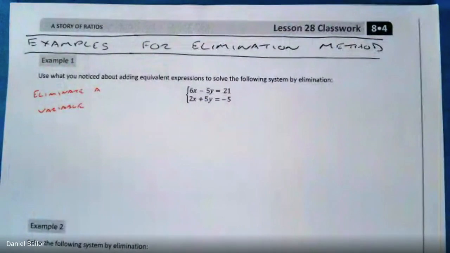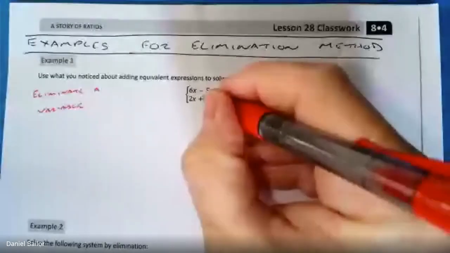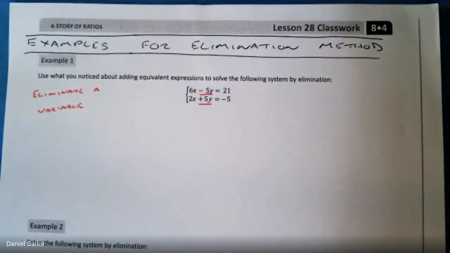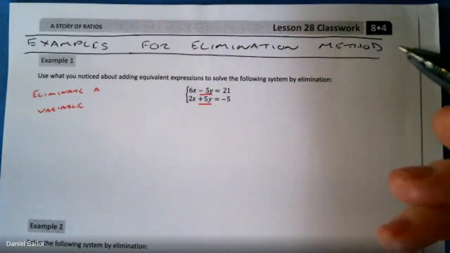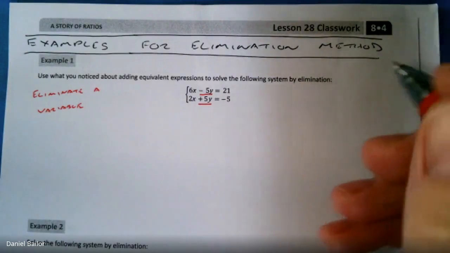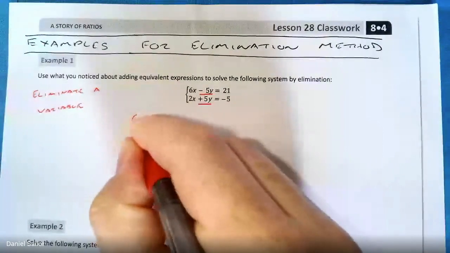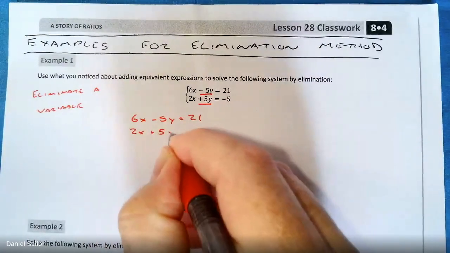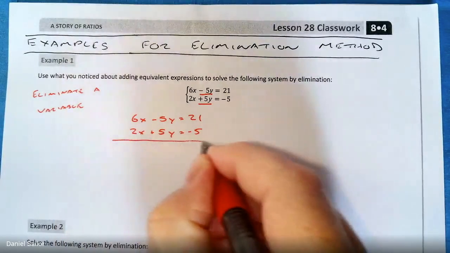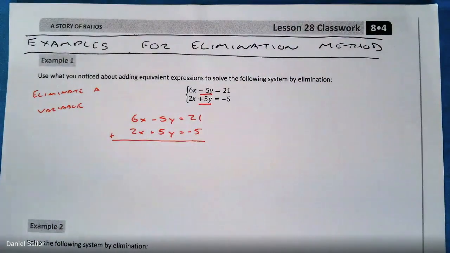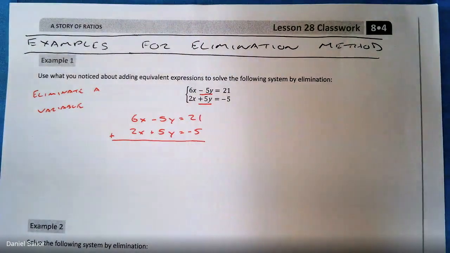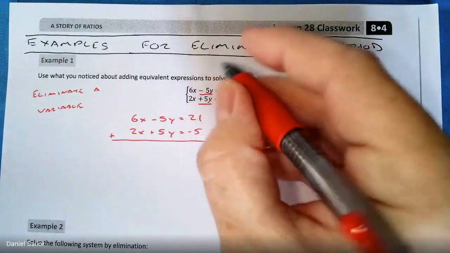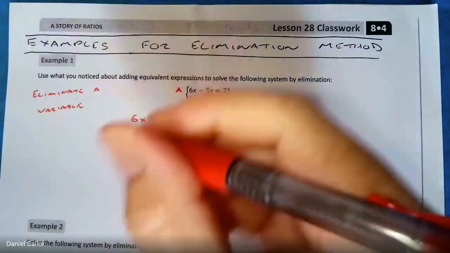Looking at these 2 equations in our system, I see that we have negative 5y and 5y. Those are opposites. So if I add them together, it eliminates them. So what I'm going to do is add these equations together. I'm going to do 6x minus 5y equals 21 plus 2x plus 5y equals negative 5. Now you can do this vertically like I just did, or you can do it horizontally. Vertically is stacking them, horizontally is doing side by side. So what we're doing really is we have equation A and we have equation B.